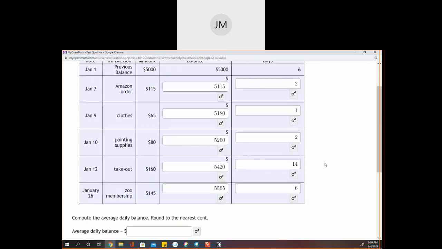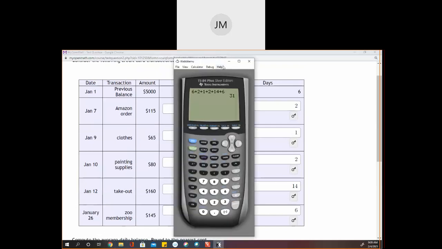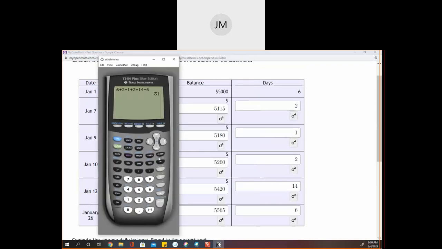Okay, so now to compute the average daily balance, what we're going to do is average all of our 31 days. Since they're repeated, instead of adding 5,000 6 times, we can just multiply them. Okay, so I'm going to put parentheses, and I'm going to put 5,000 times 6 plus 5,115 times 2 plus 5,180. It's times 1, so I'm just going to leave it.